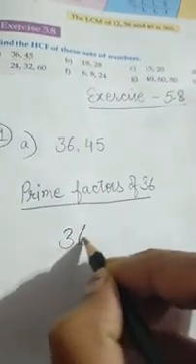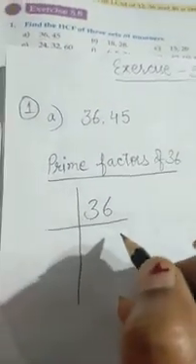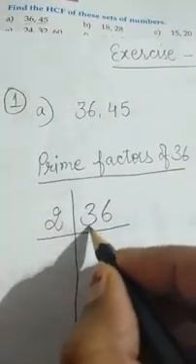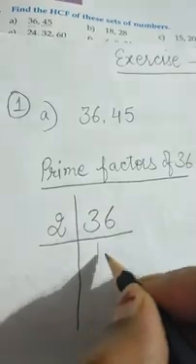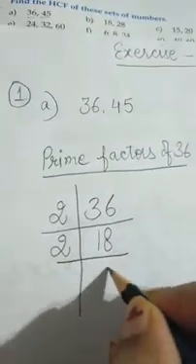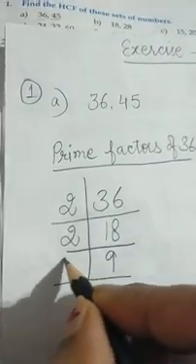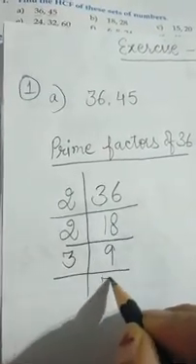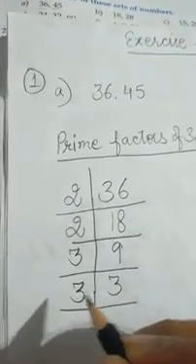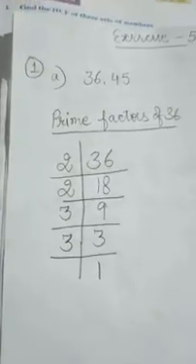Firstly, 36 is there. 36 is divisible by 2. We will divide it by 2, and when we divide 36 by 2, we get 18. Then 18 will be divided by 2, then we get 9. Now 9 will be divided by 3, we get 3. Everyone knows that 3 is a prime number, so it will be divisible by 3 only, and here we get 1.